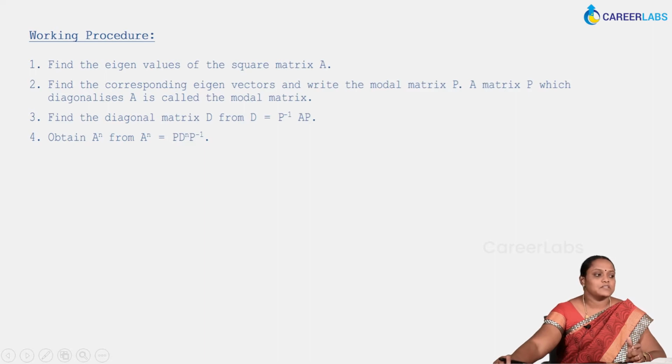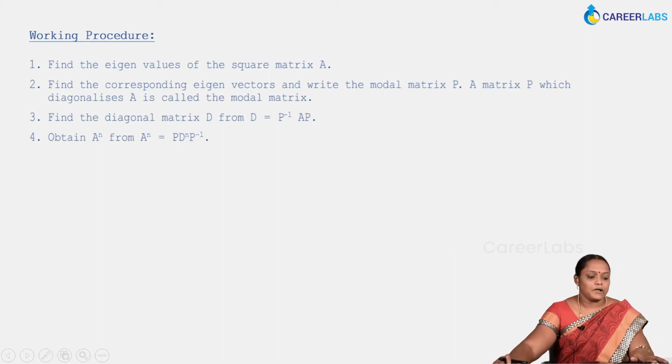The matrix P which diagonalizes A is called the model matrix, and we can find the diagonal matrix D from D is equal to P inverse AP, and we can find A to the power n from A to the power n is equal to P D to the power n into P inverse. These are the formulas for finding the diagonal matrix as well as the power of the matrix.